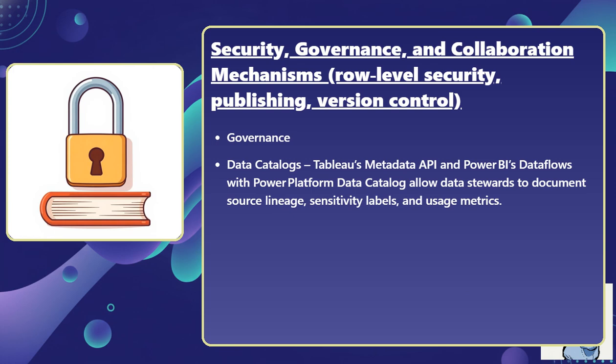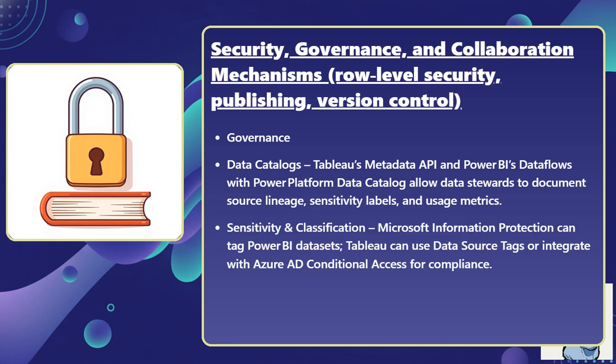Governance. Data catalogs. Tableau's metadata API and Power BI's dataflows with Power Platform Data Catalog allow data stewards to document source lineage, sensitivity labels, and usage metrics. Sensitivity and classification. Microsoft Information Protection can tag Power BI datasets. Tableau can use data source tags or integrate with Azure AD conditional access for compliance.